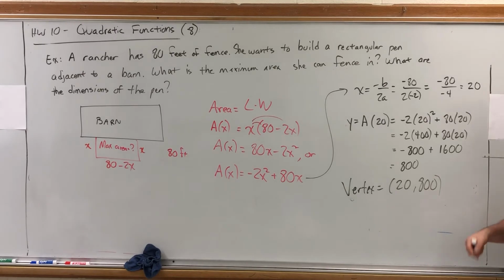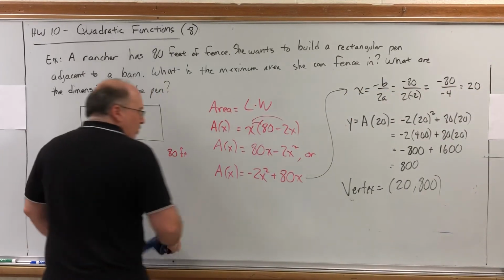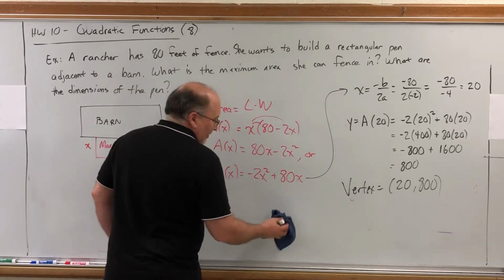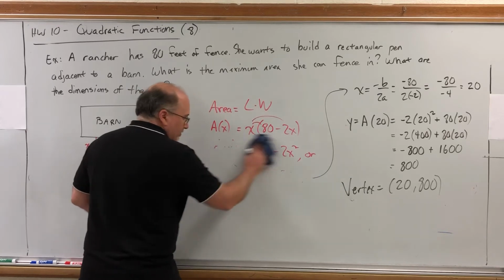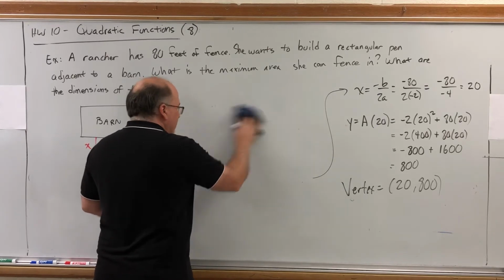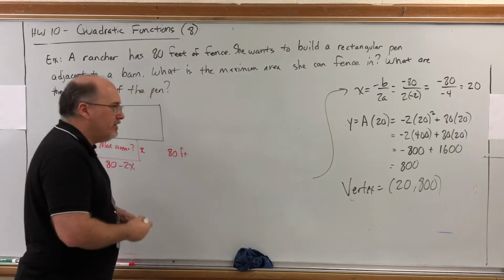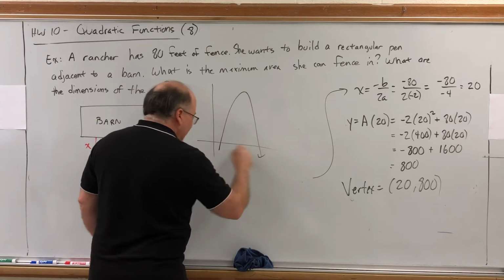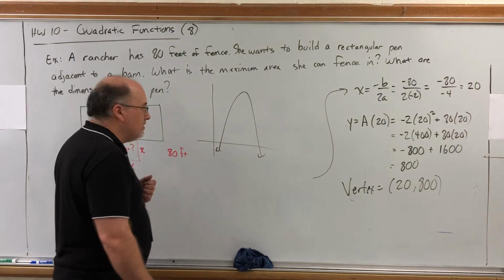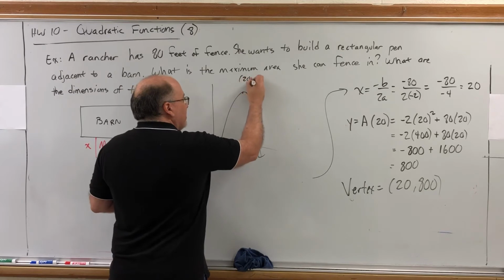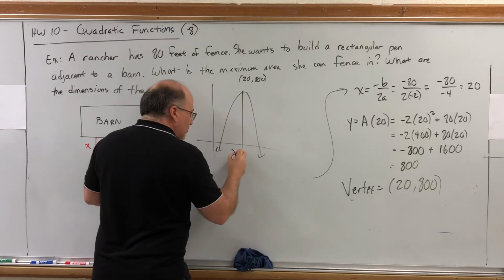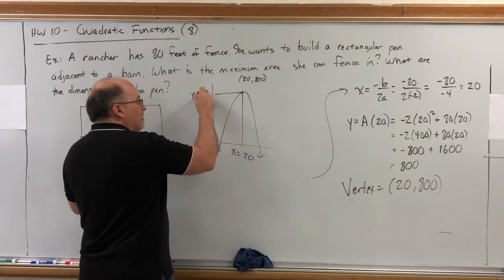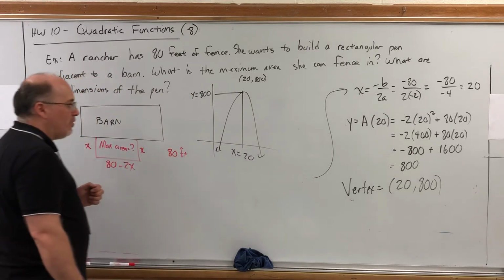What does that mean? I'm going to go back and draw the picture now of the parabola. I need to get rid of something, so unfortunately it's going to be this, but it's a video. You can pause, go back, and write it down if you need to. So what I know about this parabola is that it opens down because it was negative on the a, and the vertex is (20, 800). The x was the width, so the width is 20. The y was the area, and that's our maximum area.